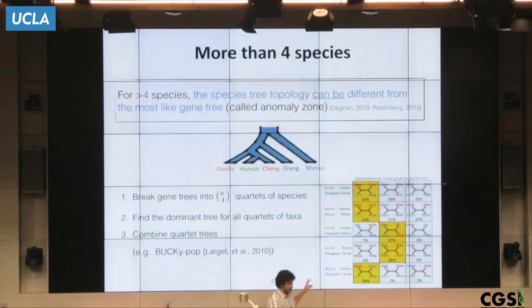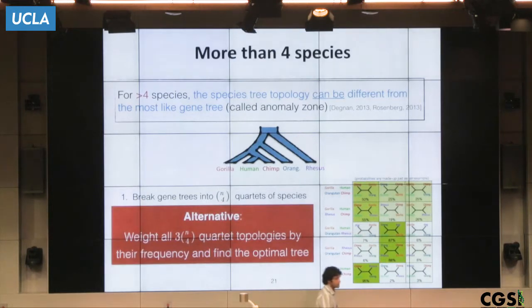And then we had a very simple intuition that instead of picking the best, the most frequent one for each of these n choose 4 quartets, if you just weight all the n choose 4 quartet topologies multiplied by 3, if you just weight all of them by their frequency, and find the tree that matches this weighted matrix, that remains a statistically consistent estimator of your species tree.